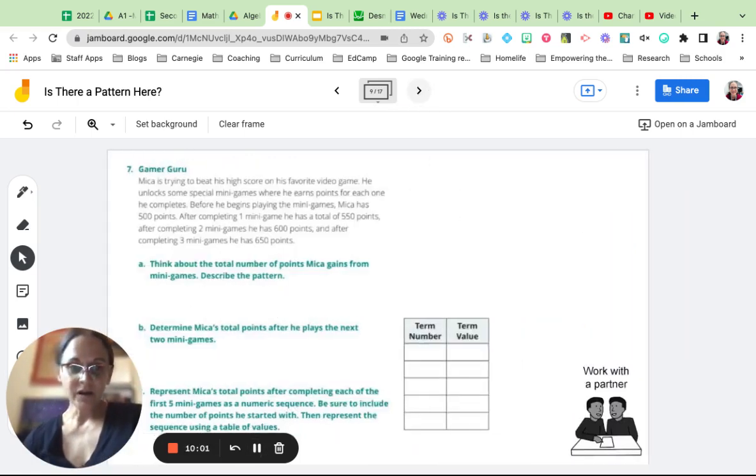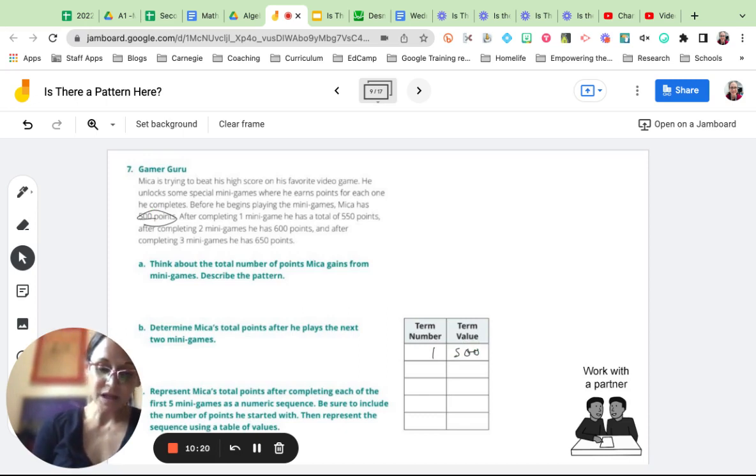All right. We are, for this one, looking at another real world example. This time it's a gamer. Mike is trying to beat his high score on his favorite video game, and he unlocks some special mini games. Before playing the mini games, he has 500 points. So that's where he started. That's the first term in this sequence. After playing one minigame, he has 550 points. After playing two minigames, he has 600 points. After playing three minigames, he has 650 points.